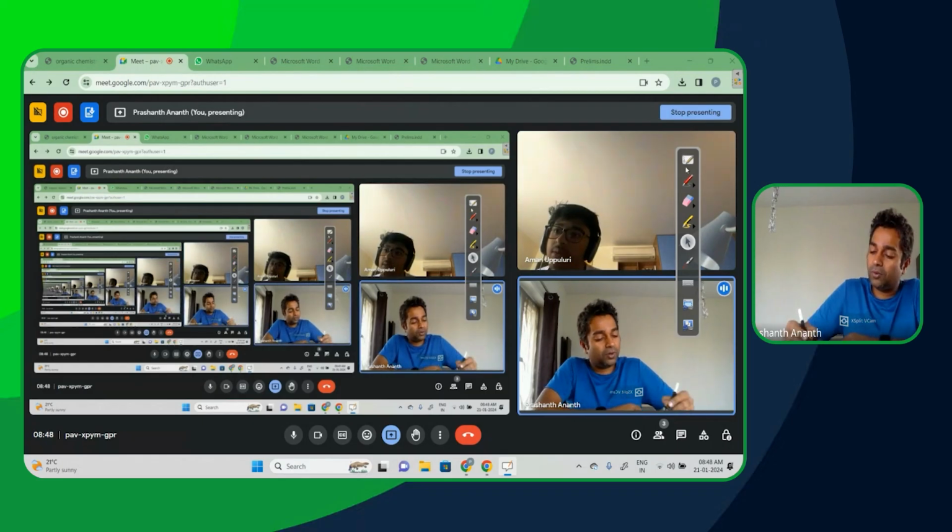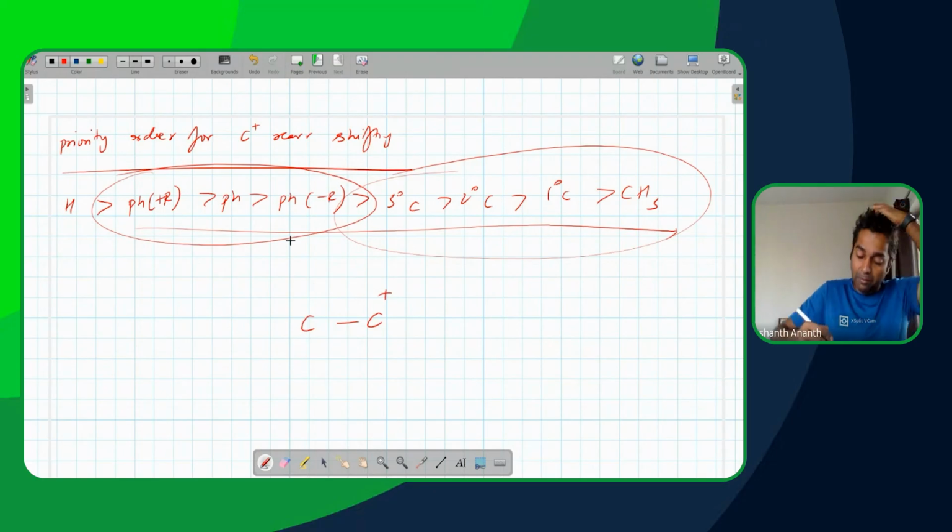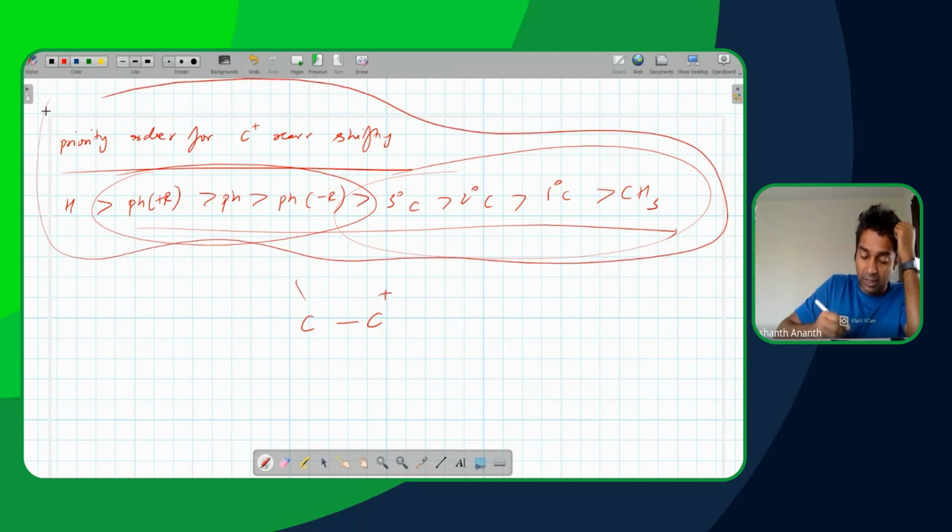So what do I mean here? Let's say I'm going to be having a carbocation here. This carbon is going to be having some bonds over here, correct? Now if the bonds present here are single bonds only, then this will happen. Let's take a double bond on one side. If I have a double bond, what is going to be happening?